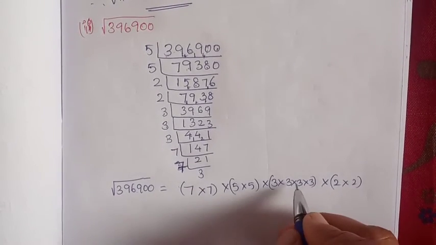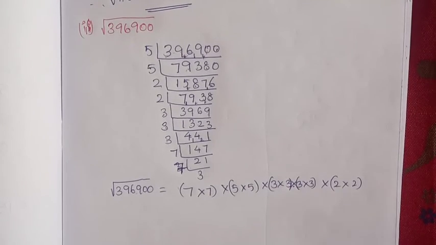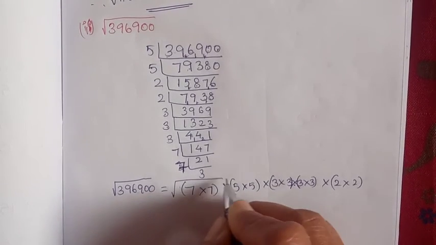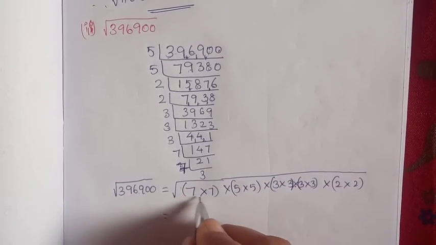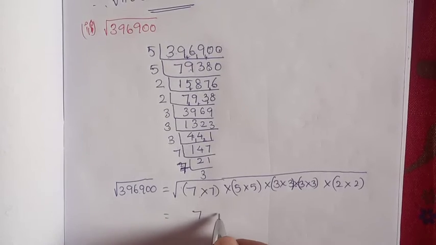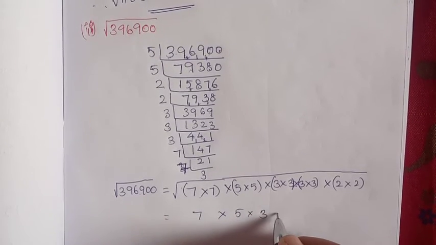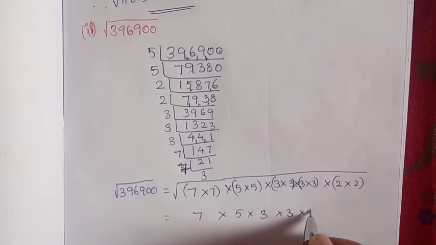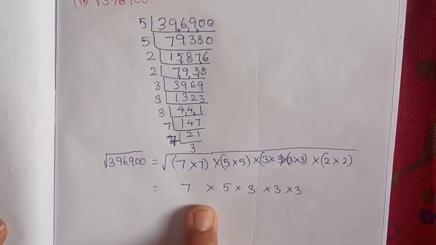Now here 3s are 4, then I am making them into two groups. I am just putting this under the square root. Now from each pair we will take one outside. And children, I'll explain why we are writing this in this way.